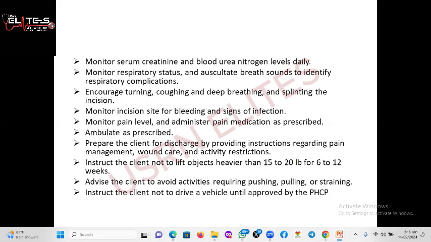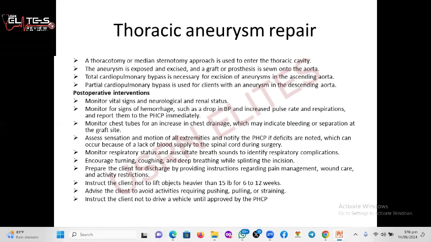In terms of driving, they can only drive when it is approved by the healthcare provider. So you instruct clients not to drive a vehicle until approved by the healthcare provider. So that is on the abdominal aneurysm.